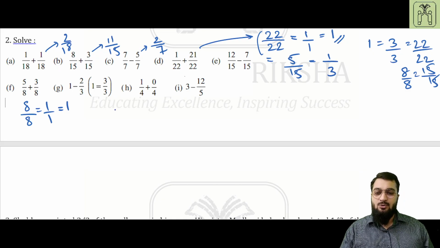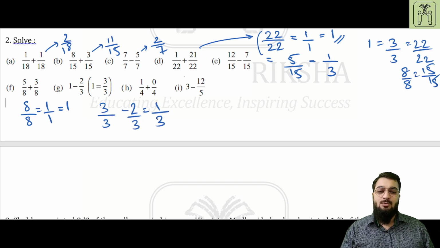So 1 minus 2 by 3, what will be the answer? 1 will be converted into the same denominator as that of the other one. So 3 will be taken, so it will become 3 upon 3 minus 2 upon 3, which will give you 1 upon 3. Now 1 plus 4 plus 0 upon 4, or here also a hint could have been given.